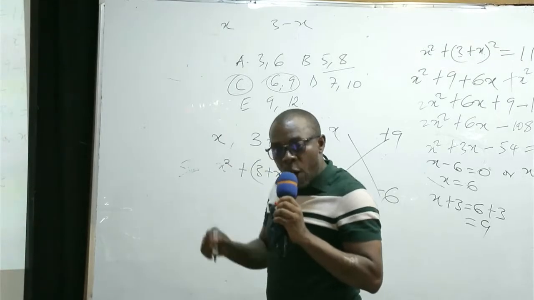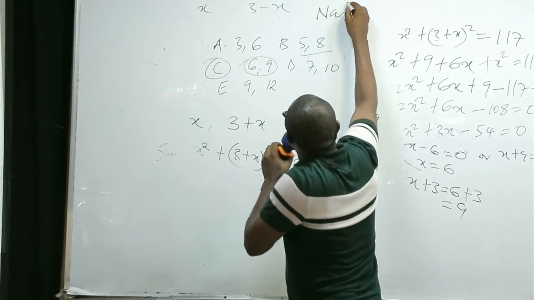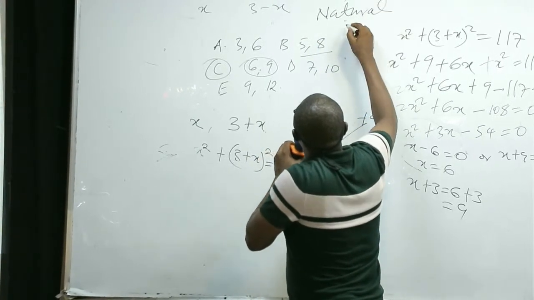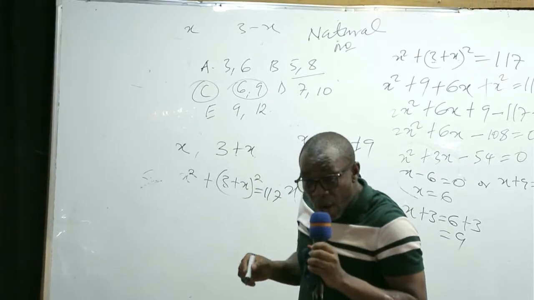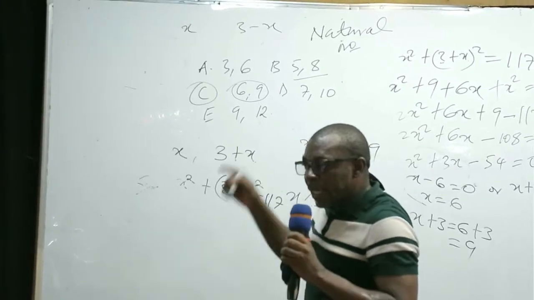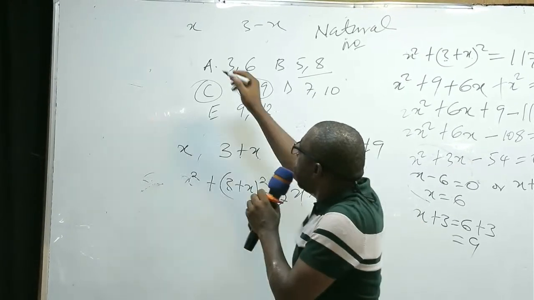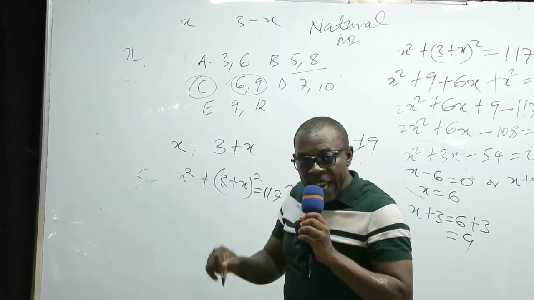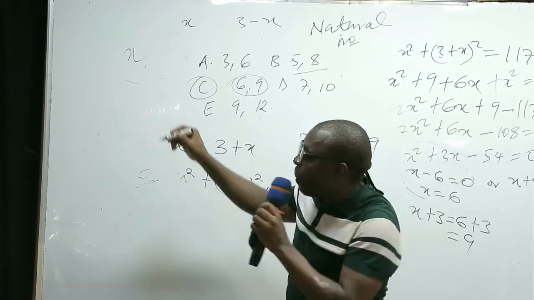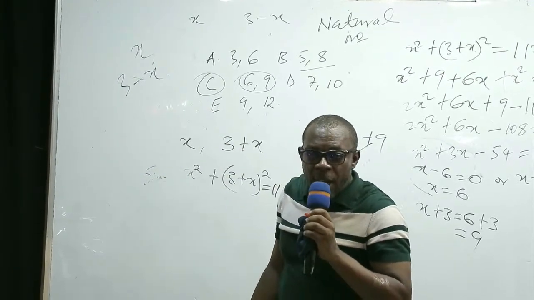Now look at the problem. Don't forget that the question was defined on the set of what? Natural numbers. And natural numbers start from where? 1, 2, 3. Now, if I take the big number to be x, then it means that the small number will be 3 minus x.